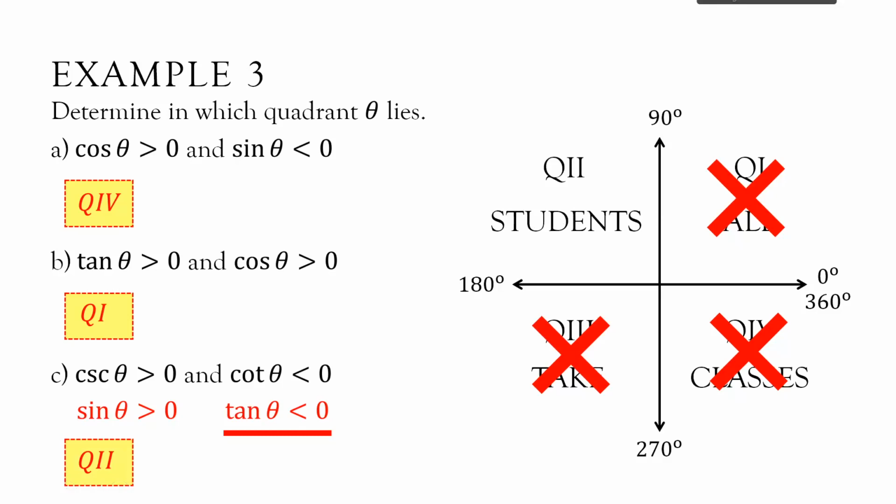So this is how we're breaking down and deciding which quadrant we are working in. And so that gives us example 3. Let's move on from here.